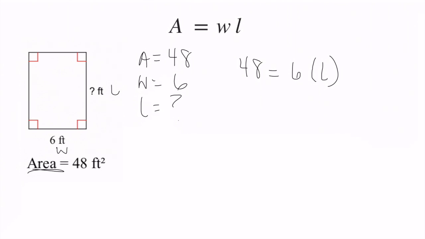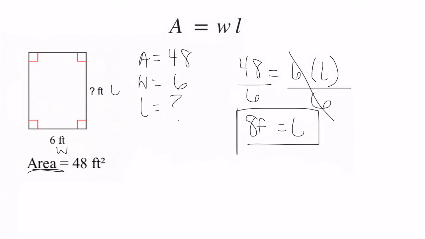Then if we wanted to solve for L, we would need to divide by 6 on both sides. So that would cancel that out here. We would just be left with L on this side, which is exactly what we want. And then if we divided 48 by 6, we get 8. So the length of the missing side is 8 feet. So let's look at another one like this.